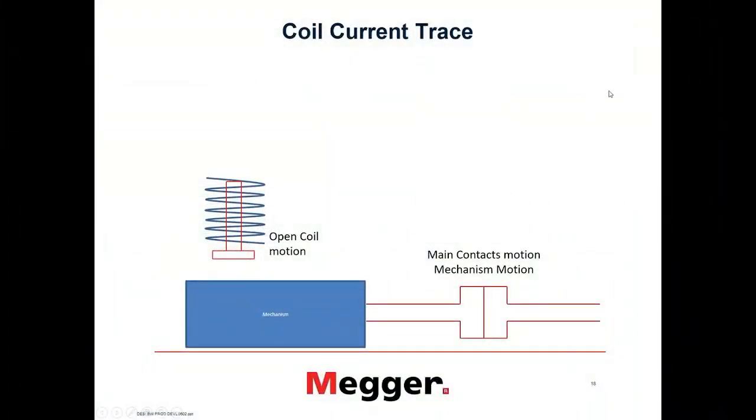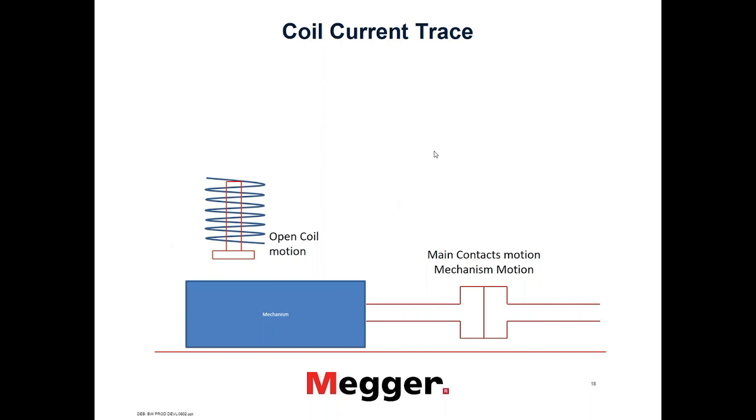Yes, this one. I hope you all see my view. So, when you want to do coil current measurement, how do your coil current, armature and mechanism all work together to operate the breaker contacts? You have your coil here, and you connect a clamp to this coil to measure the current coming through it during the operation.